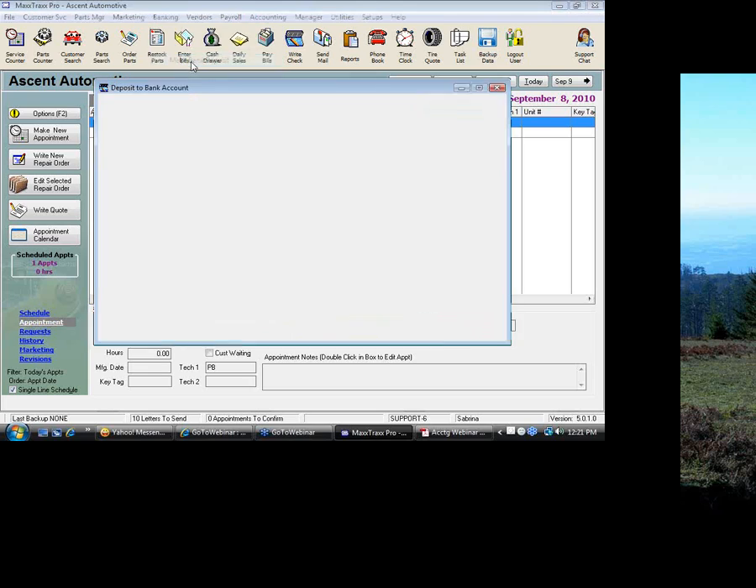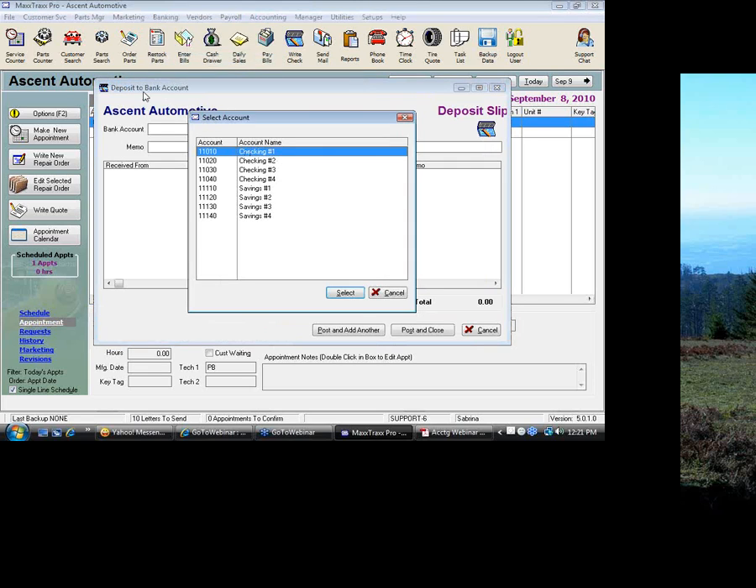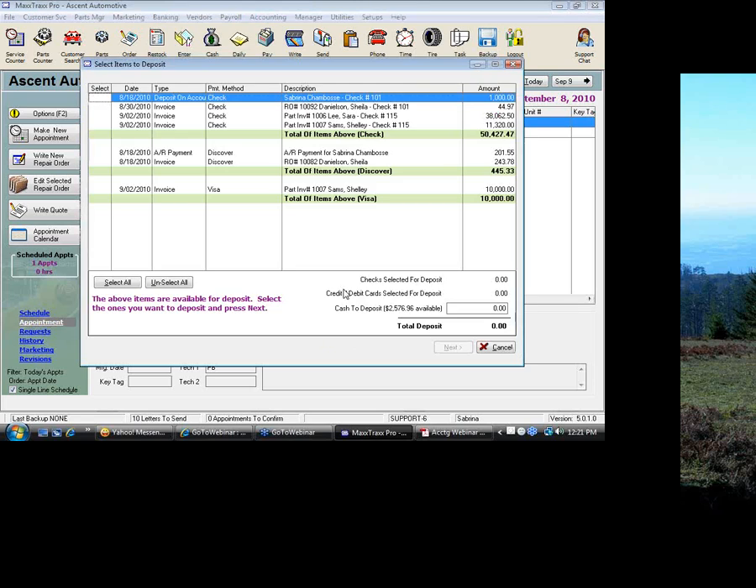Under the banking, in the Make Bank Deposit feature, we select the account that we want to make our deposit into. This is where the undeposited funds are, either the checks, the credit cards I mentioned, or the cash on hand. And this can be coins, paper bills. So the way that MaxxTraxx manages monies in and out of the 11,000 account is with this Make a Bank Deposit feature.